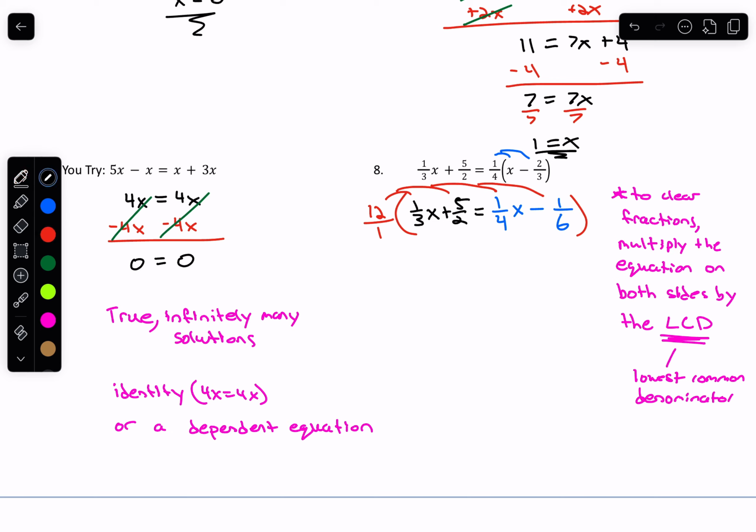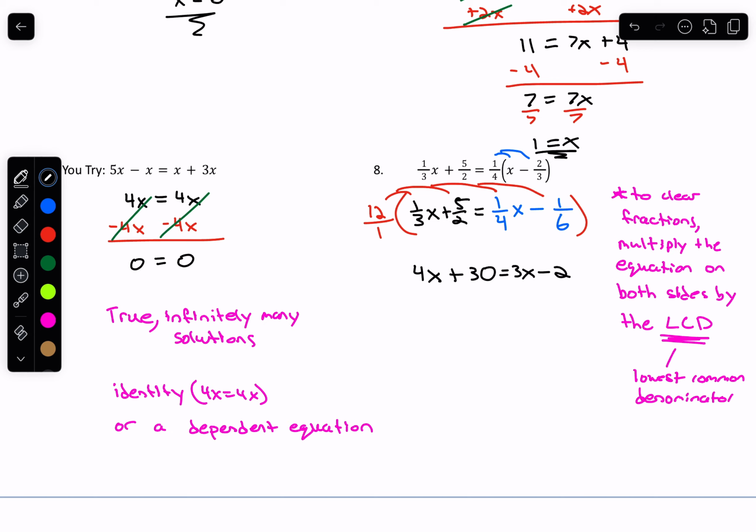When I multiply 12 times 1/3 x, that is going to give me 4x, because 12 divided by 3 is 4. When I multiply 12 times 5 over 2, 12 divided by 2 is 6, and 6 times 5 gives me 30. When I multiply 12 times 1/4 x, 12 divided by 4 is 3, so I get 3x. And when I multiply 12 times negative 1/6, 12 divided by 6 is 2, so I get negative 2.